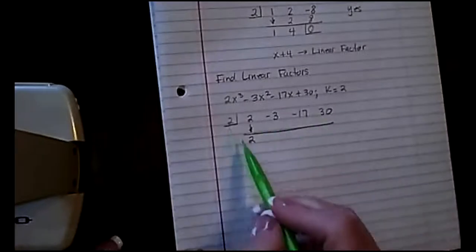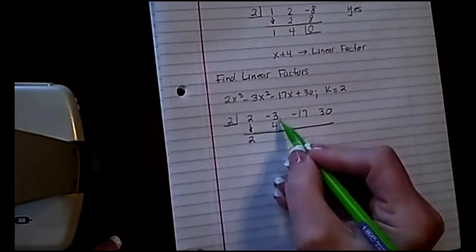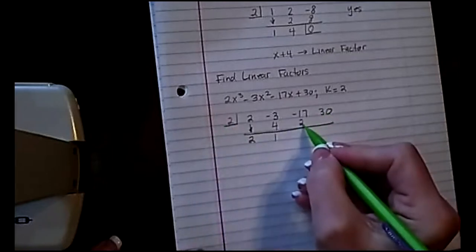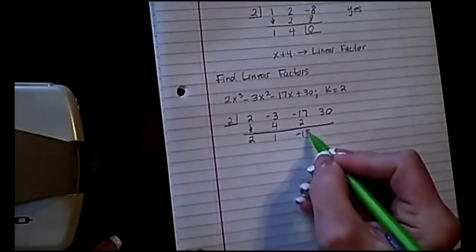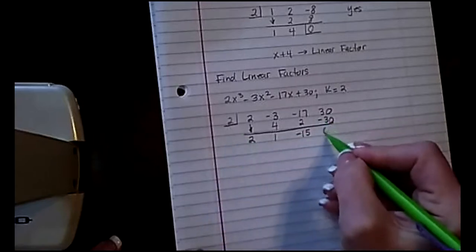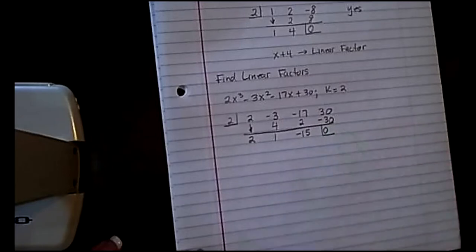And then we're going to multiply. 2 times 2 is 4. And then we add down, get a 1. 2 times 1 is 2. Add down, negative 15. 2 times a negative 15 is a negative 30. 0. So what we've done there is we've factored out a 2.